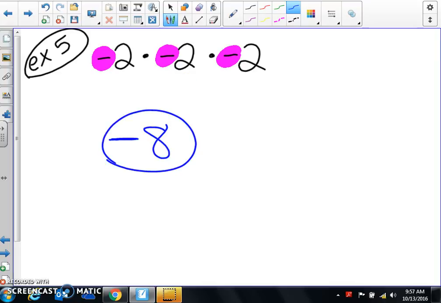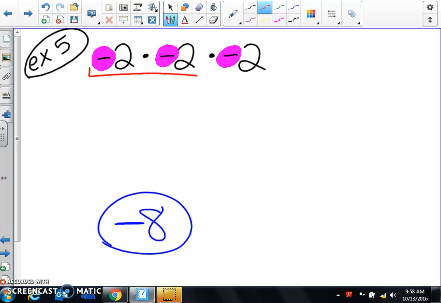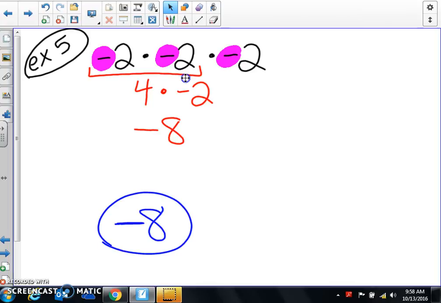Another way you could have done this is you could have actually simplified. So you could have said, okay, 2 negatives does make a positive, so that's positive. 2 times 2 is 4. Bring down your negative 2. And now a positive and a negative makes a negative. 4 times 2 is 8. Either way, both are correct.